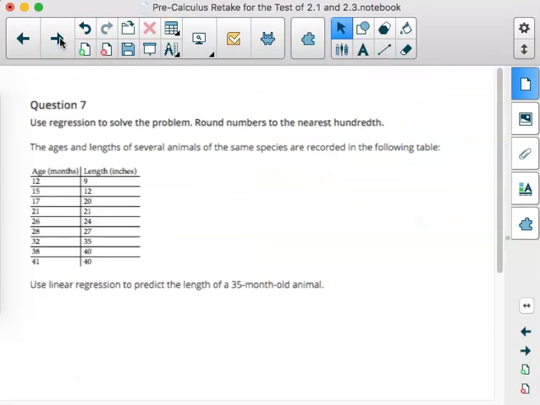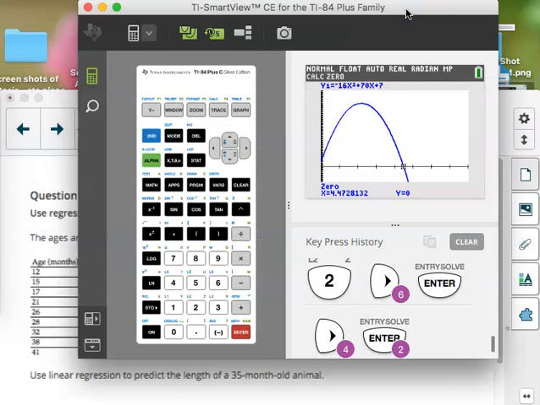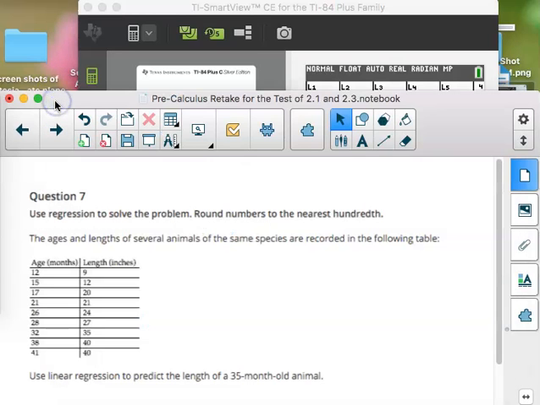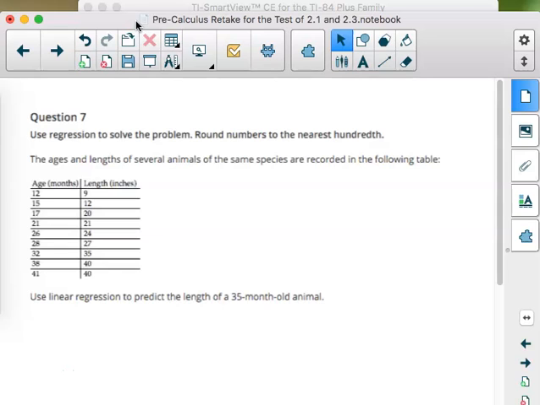Alrighty, the next one, we're using regression to solve the problem, round numbers to the nearest hundredth. So I already put those into the graphing calculator here. Under Stats Edit, and you can see I have those numbers in List 1 and List 2. So it says, use regression to solve it. The ages and lengths of several animals of the same species are recorded in the following table, and I'm looking, well, where on earth, what kind of regression do I need to do? Well, it's underneath the table. Use linear regression to predict the length.